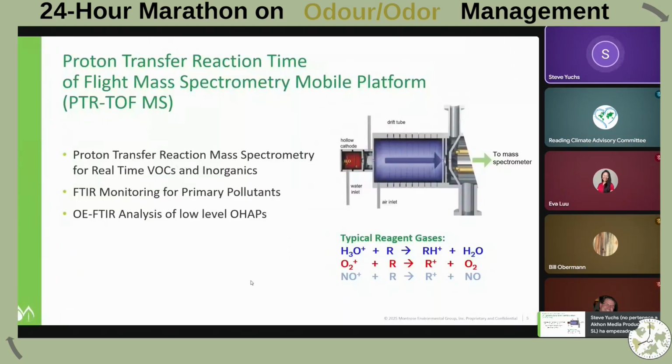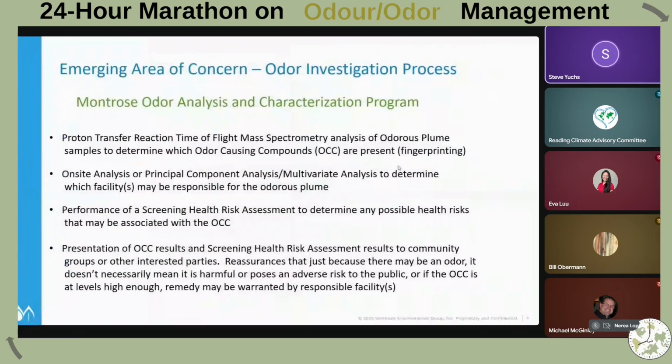So just real briefly, this is the nuts and bolts of our mobile testing platform. This is the proton transfer reaction mass spectrometer. It's supposed to have a cool little graphic here, but it's not going. Uh-oh. Oops, I jumped.